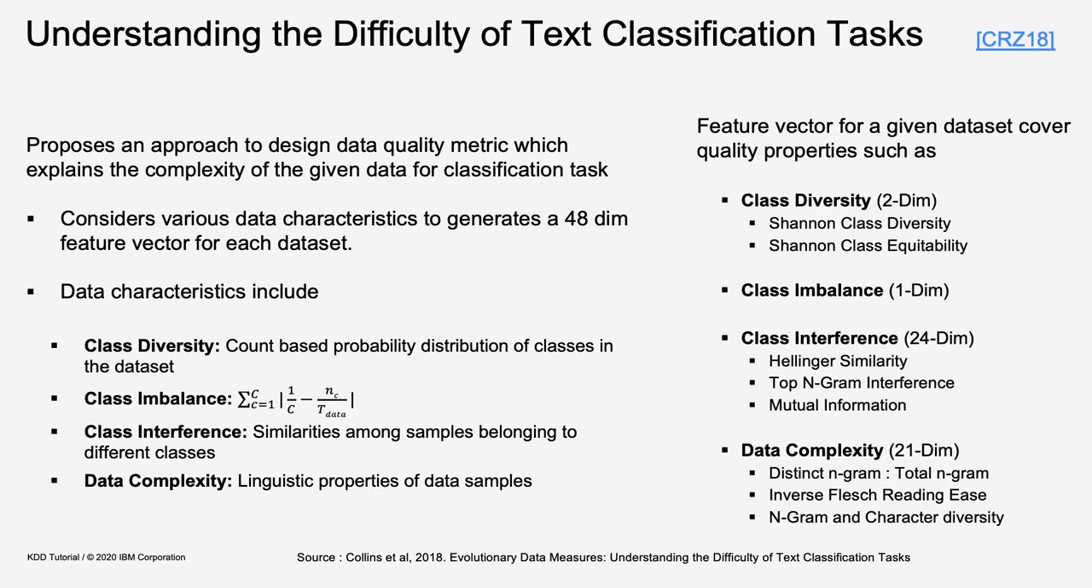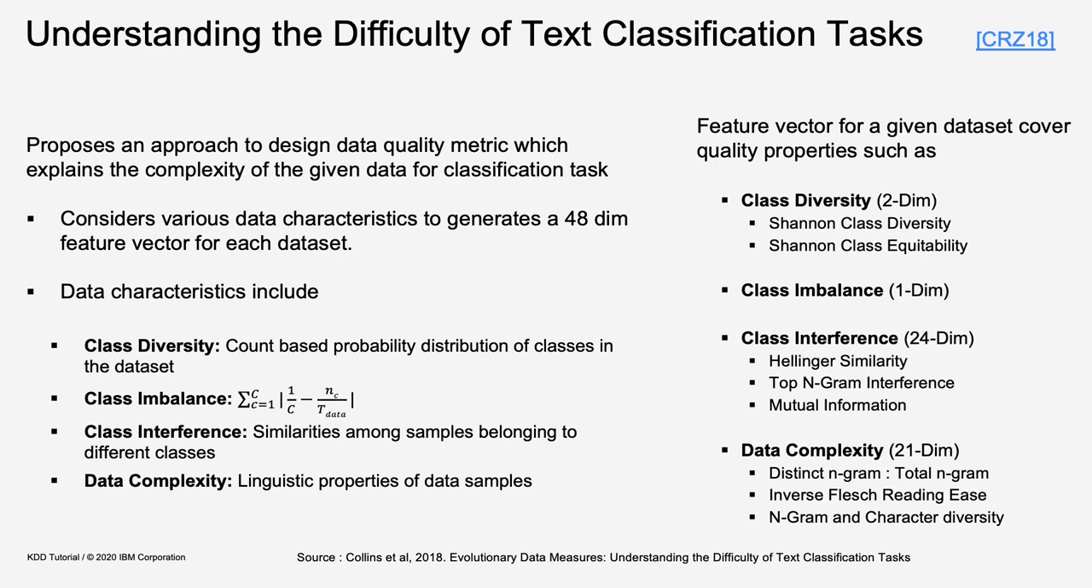Data complexity characteristic is used to measure complexity of the data based on linguistic properties. The authors consider distinct n-gram, which is the total n-gram count minus the count of the distinct n-grams in a dataset, divided by the total number of n-grams. Inverse Flesch reading ease, which grades text from 100 to 0, 100 indicating the most readable and 0 indicating difficult to read. A reciprocal of this measure is taken.